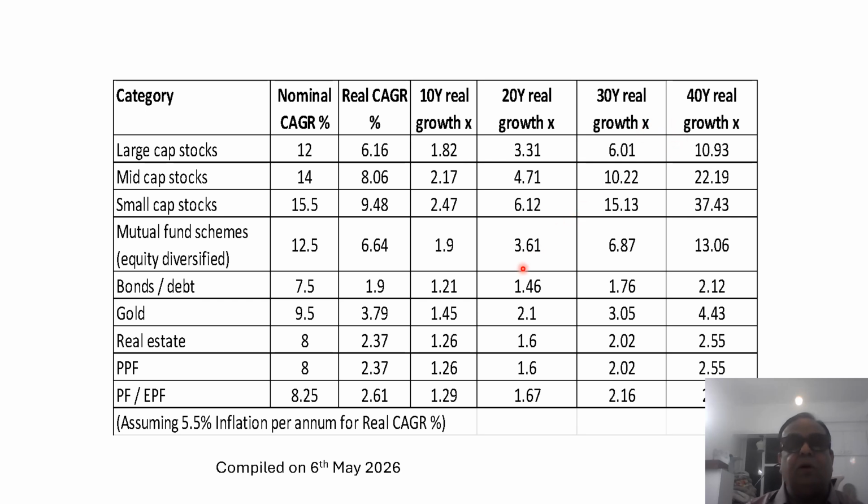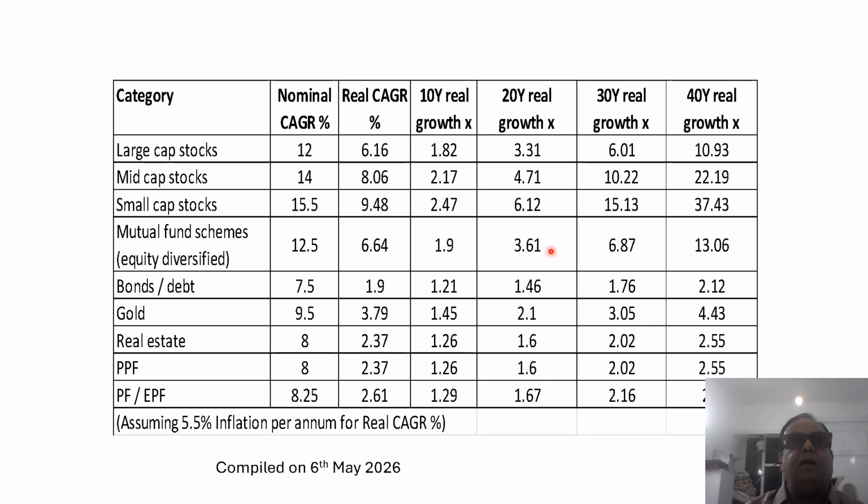So for example, gold, because everybody nowadays is after gold, and very recently our Prime Minister has rightly said that, of course, there is a lot of hue and cry, but I believe gold is not at all a good investment. If you look at the inflation-adjusted return after 10 years, it is 1.45. That means 1 rupee invested 10 years before will become 1.45 after 10 years. Similarly, 1 rupee invested 20 years before will become 2.1 after 20 years, and so on.